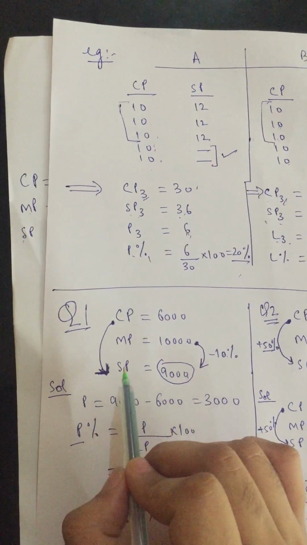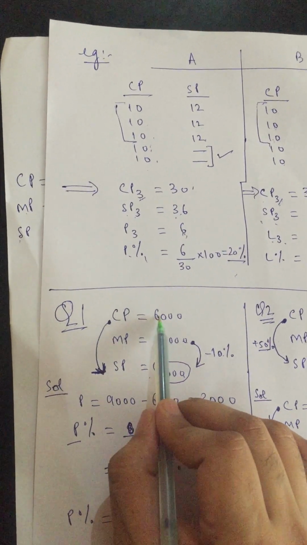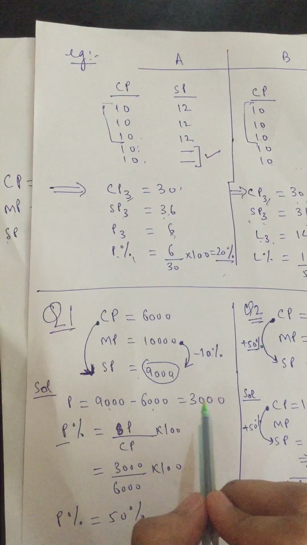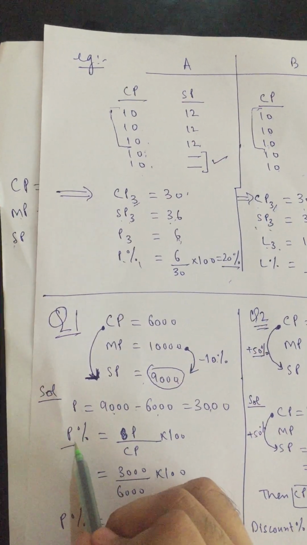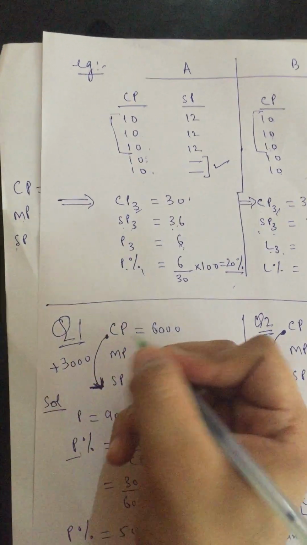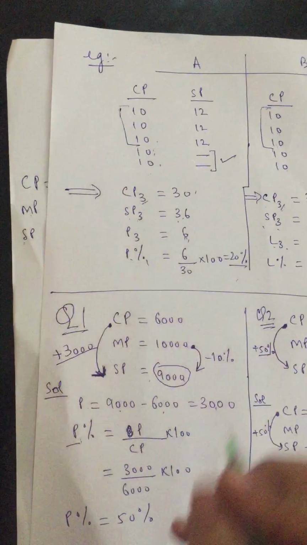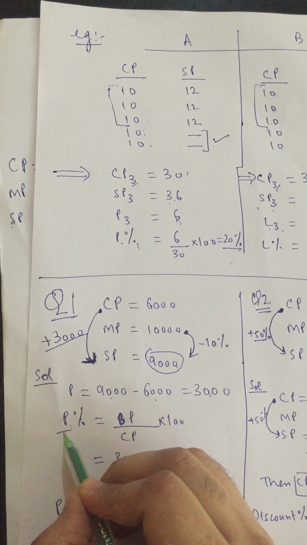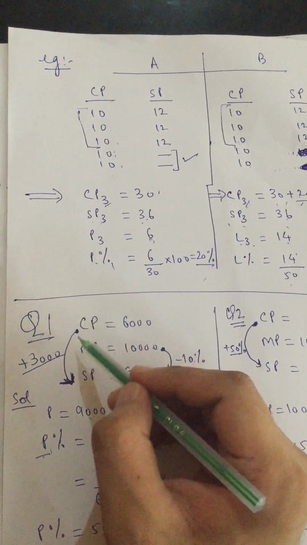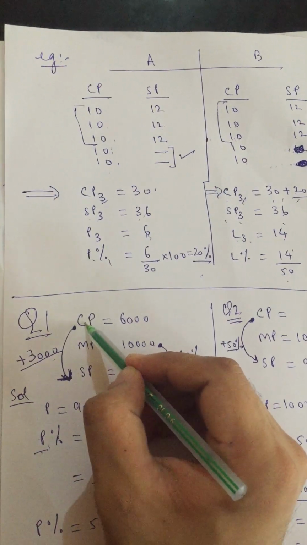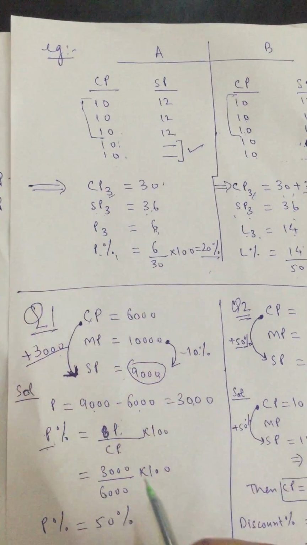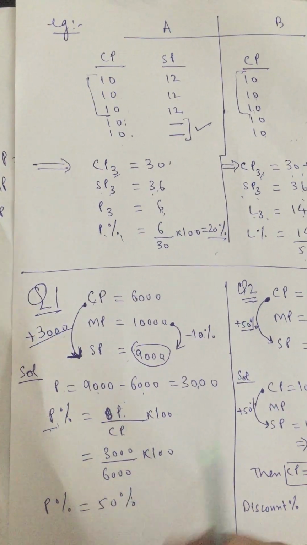Now, product sold at 9,000, bought at 6,000. Clearly selling price is more, which means profit is 9,000 minus 6,000, which is 3,000. Numerically, profit is 3,000. Percentage wise, profit percent. Again, what is asked is profit, so profit divided by CP. Why? Because always in case of profit, past value is CP. In case of discount, past value is MP. So profit upon past value CP into 100 is 3,000 upon 6,000 into 100, which is 50%.